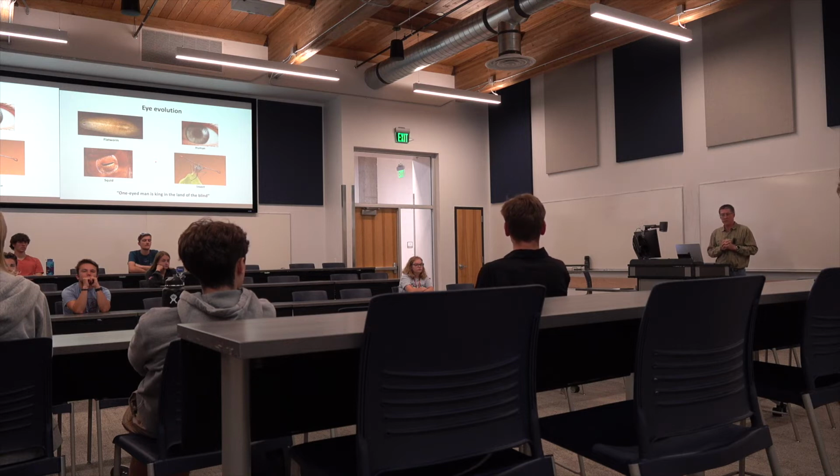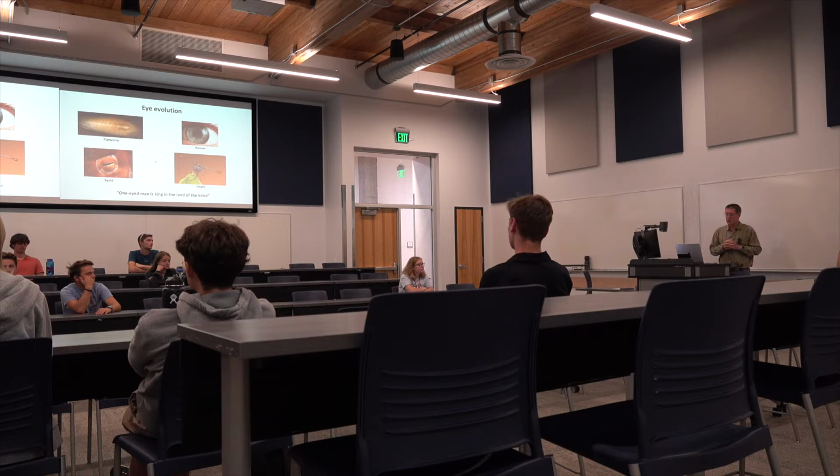And the last point I want to make with this slide is the saying that I have at the bottom. To me, this encapsulates how evolution works. The saying is, the one-eyed man is king in the land of the blind. What that is getting at is that your competitiveness against your fellow creatures or fellow members of your species is relative to how good those other members of your species are at what they do.